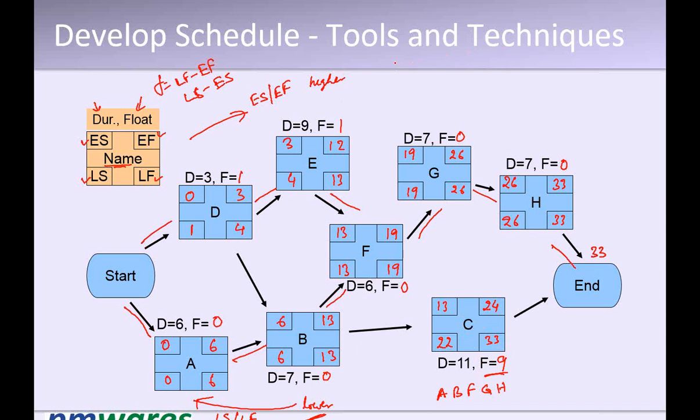No, this is what I'm saying. It is shareable. This float is sharing. A shareable float. As soon as D is delayed by 1 day, this 3 becomes 4. It becomes 4 here. It becomes 13 here. This float becomes 0.